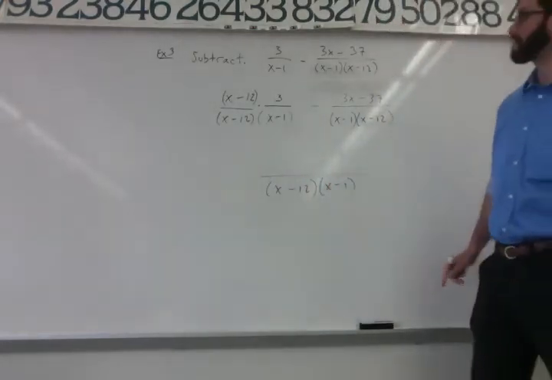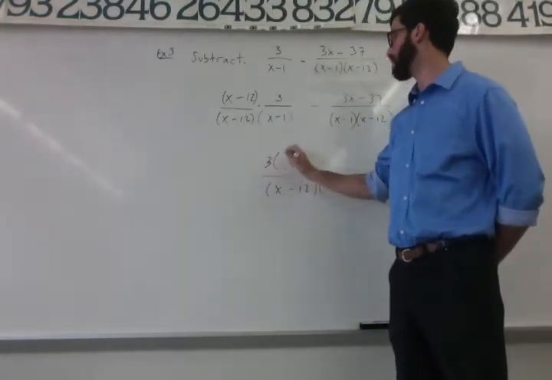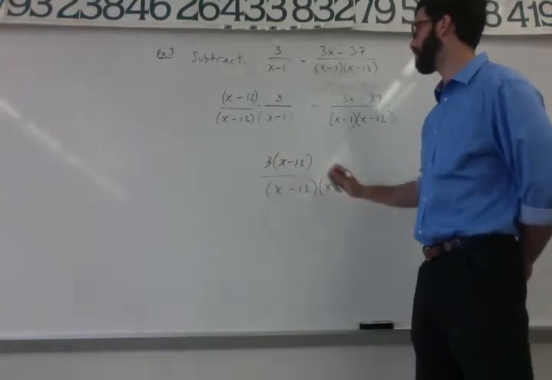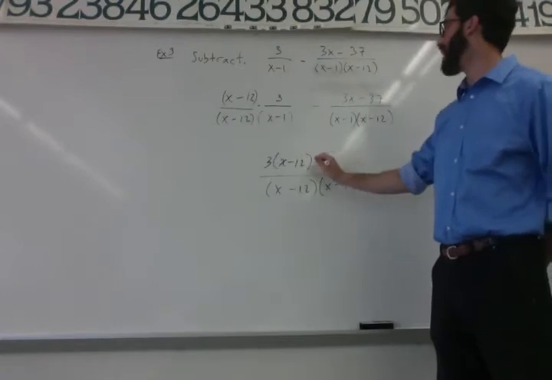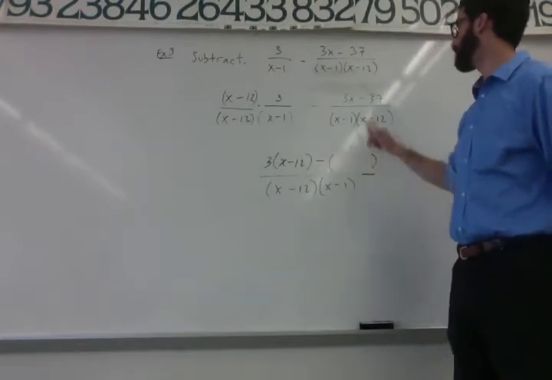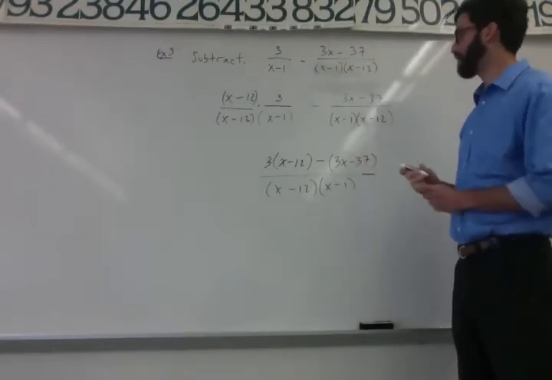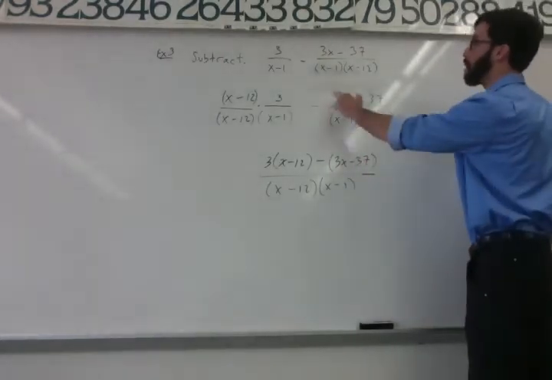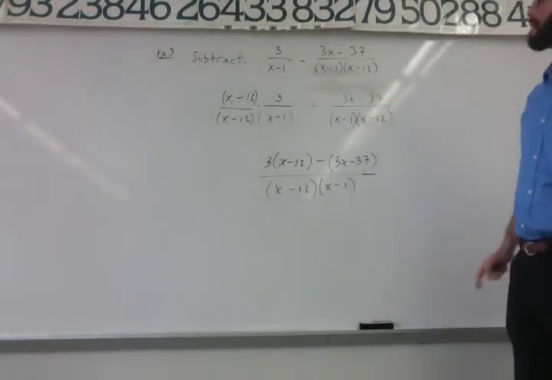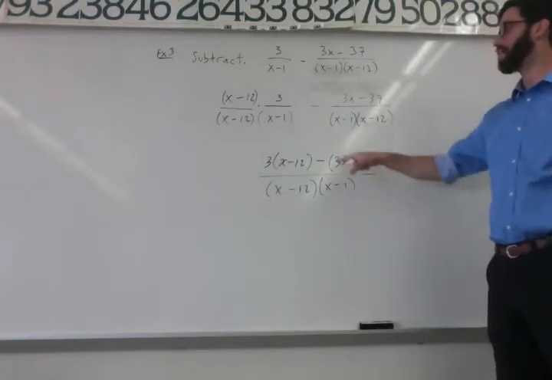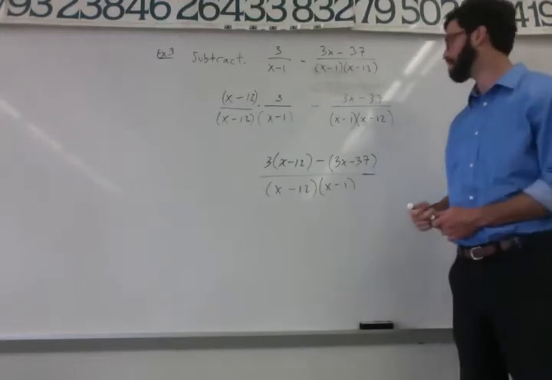Now with this, you might want to do this all in one step. So in this case, I'll show you carefully each step. But in your paper, you might want to just save some time. So 3 times x minus 12 will be on the top, minus the quantity 3x minus 37. A mistake that a lot of people make when they first do this is, if you're subtracting more than one term, if there's a binomial or a trinomial up here you're subtracting, you've got to remember that you're subtracting the entire quantity. So it's going to become minus 3x plus 37. You've got to make sure to distribute the negative.